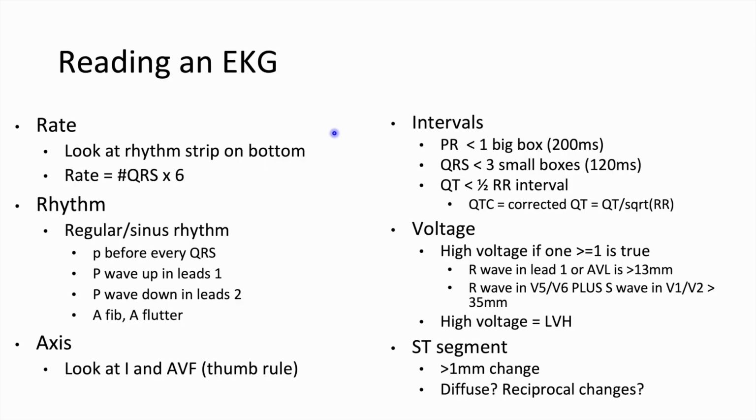And so here, once again, is the summary slide of how to read an EKG. You want to look at rate, rhythm, axis, intervals, voltage, and ST segments. So go through this with every EKG that you see, and it's going to become second nature, and you'll start to be able to identify everything.